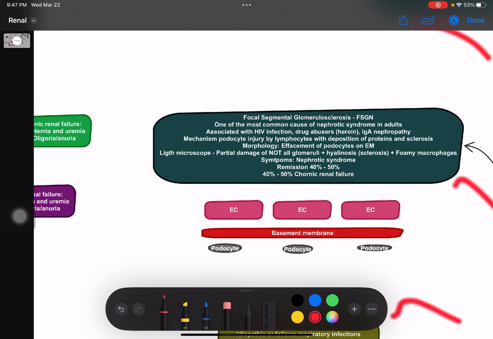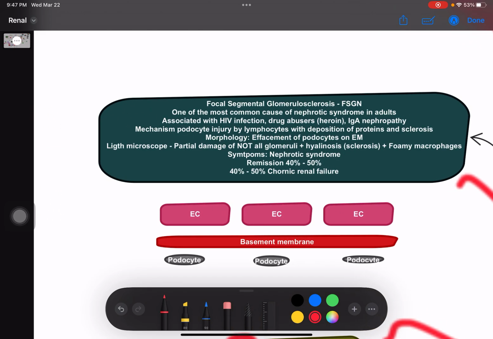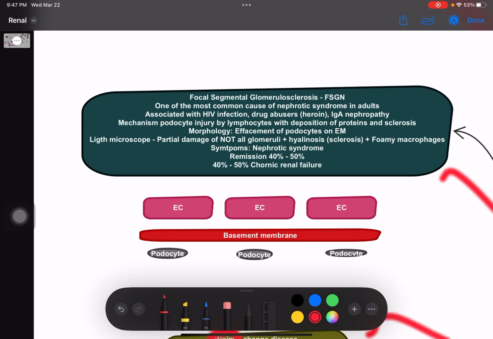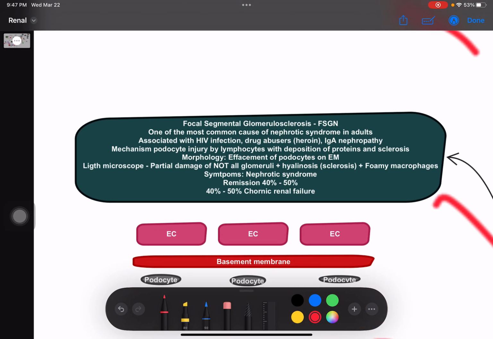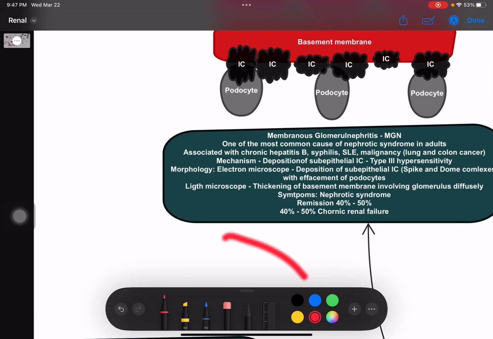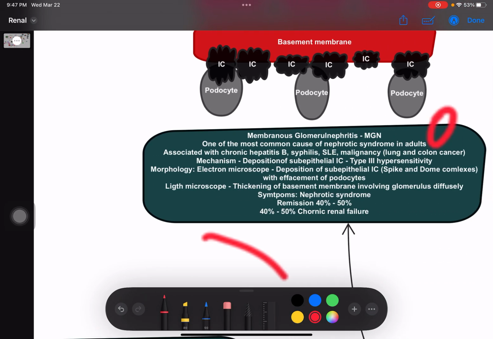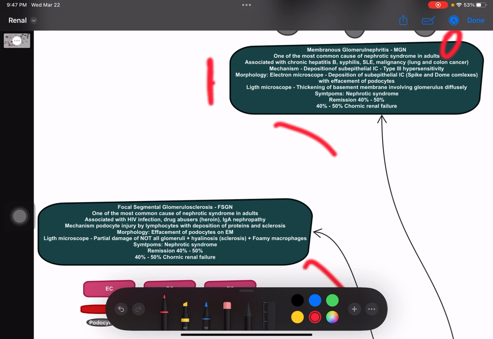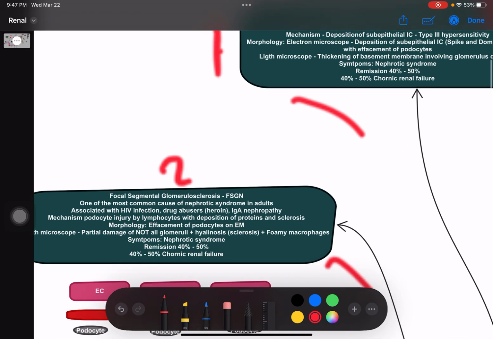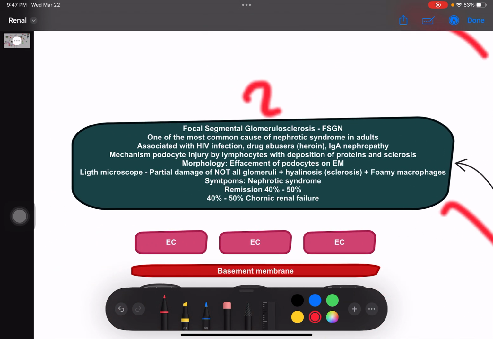Now, the second glomerular disease is focal segmental glomerulosclerosis. So some pathologists like to consider focal segmental glomerulosclerosis kind of the same as minimal change disease, but it occurs in adults, right? So this is one of the most common causes of nephrotic syndrome in adults. The second one that is also very common is membranous glomerulonephritis. So those two, 1 and 2, are the two most common causes of nephrotic syndrome in adults.